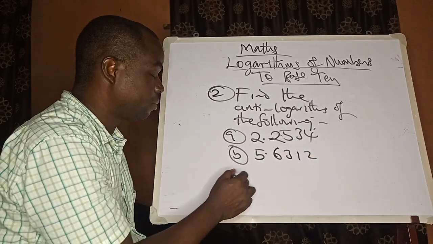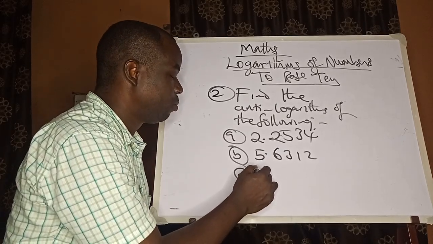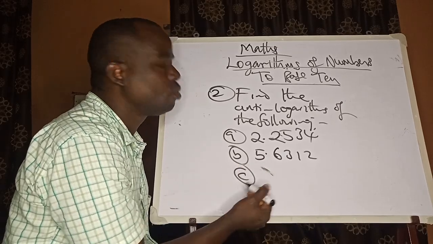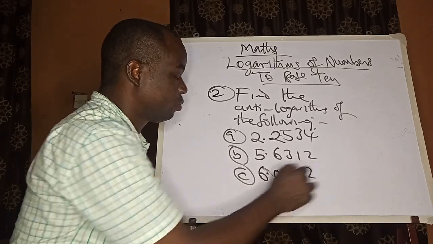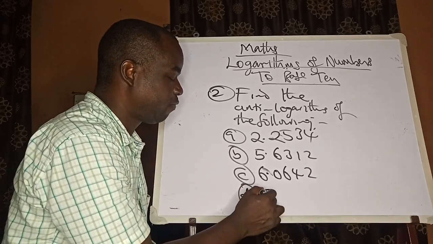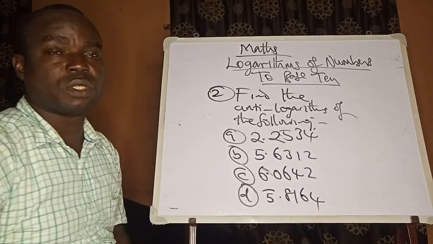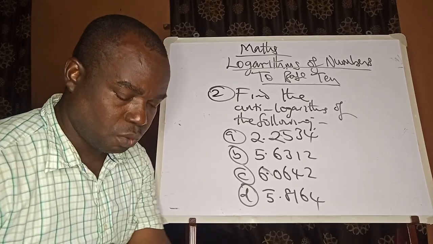5.6312. Very quickly. Bar, or let us use 3, or let's use 6.0642. Then let's use bar 5.8164. Let's quickly solve these ones and then summarize the video. Now let us go.